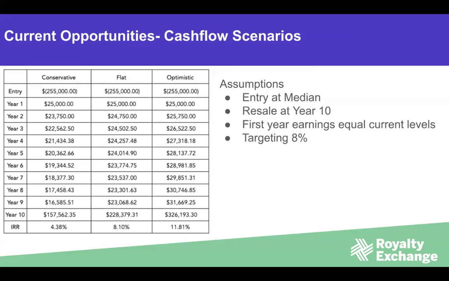So here are the cash flows that we built out. Pretty straightforward: conservative, flat, optimistic. Our assumptions, as I alluded to earlier: entry at the median sale price, which is 255K in this case, and resale at year 10. We just do that to model out solid IRRs. Our resale at year 10 is about a 10x on the revenue, which is pretty close to the entry, and is about what we see for catalogs over 10 years old, so it's pretty common. Just to have round numbers to work with, that's why we model that. First year of earnings equal to current levels. Again, 25K is our year one earnings, as the last 2 years have both been around 25K. It's a good place to start.